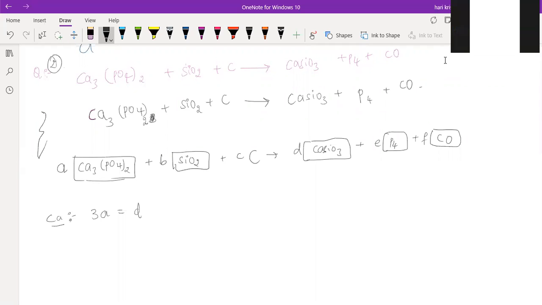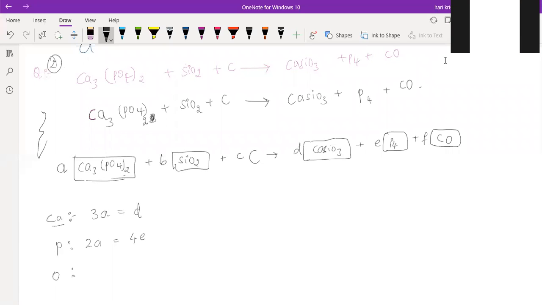Next one we'll take for the phosphate. What is the equation for phosphate here? How many phosphates are there here? 2A, since PO4 is taken twice, so this 2 belongs to both. So 2 times A is equal to, what about the right side? How many phosphates are there? 4E.